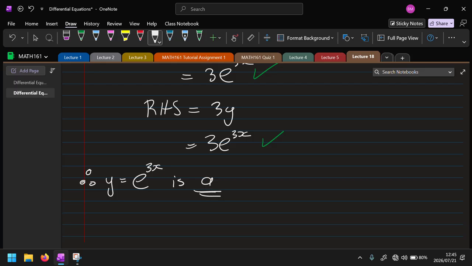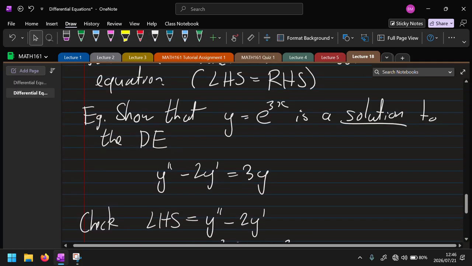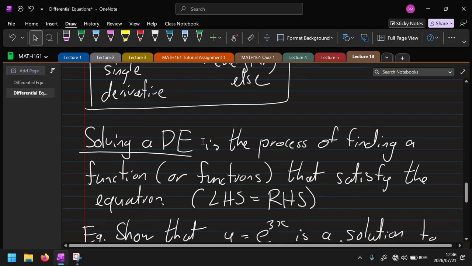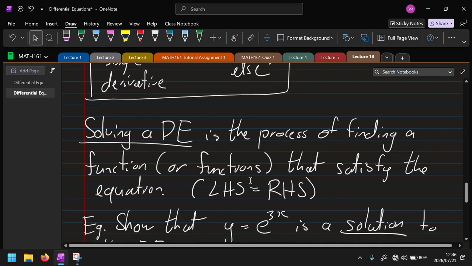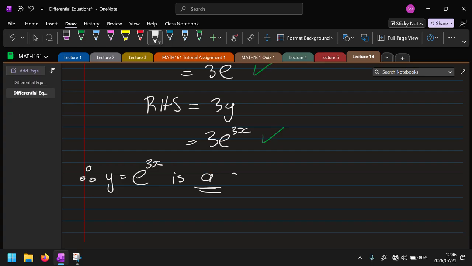Okay, and I emphasize a solution, not the solution, because there could be more than one. Again, look at the thing here. So solving a DE is the process of finding a function or functions. There could be more than one solution. So is a solution to the differential equation. Okay. Any questions so far? Pretty simple. Let's now get into the calculating.